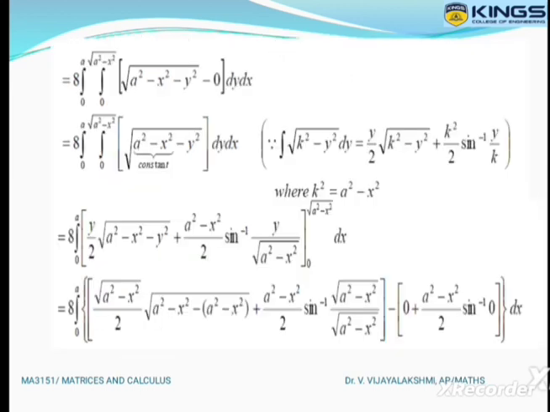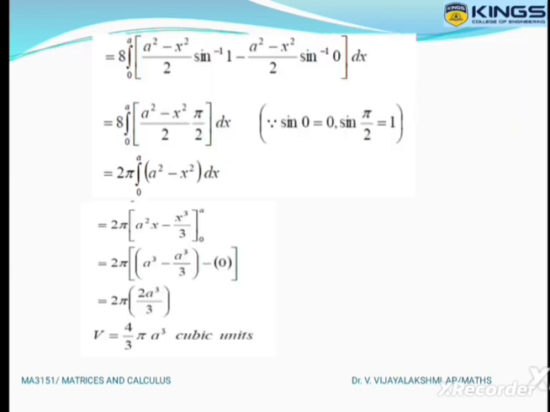Now in this integration, here we have in the root term a square minus x square minus a square minus x square, and these two terms will be cancelled. So the first part becomes 0. So we'll get a square minus x square by 2 sin inverse of 1 minus a square minus x square by 2 sin inverse of 0. And we know the value of sin 0. Sin 0 is 0, so sin inverse of 0 is 0. And sin pi by 2 is 1, so sin inverse of 1 equal to pi by 2. So replacing these two values in this integrand part, we get 8 into integral 0 to a of a square minus x square by 2 into pi by 2 dx.